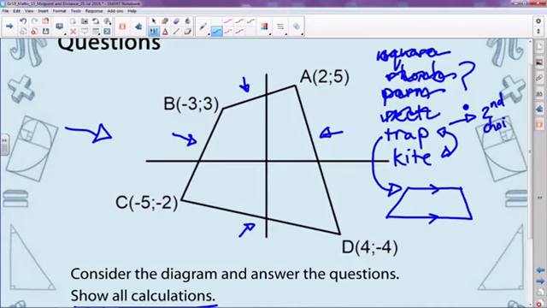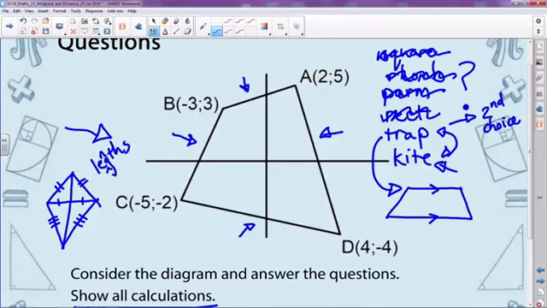And I'm going to start by trying to prove it's a kite. Now, you'll remember that a kite looks like a kite. It's got a short diagonal and a long diagonal. That side is equal to that side. And what else do we know about it? Well, that length is equal to that length, and this length is equal to this length. So we're going to start by finding the lengths of all of the sides.